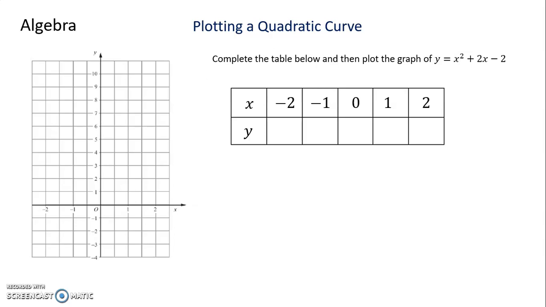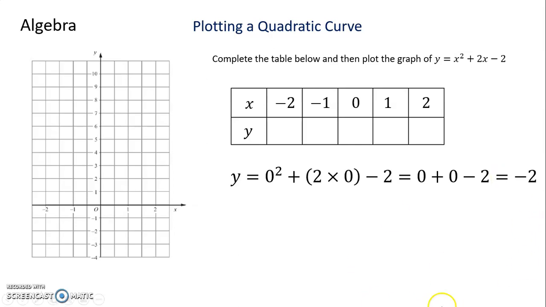Okay, more difficult again. So we're going to plot y equals x squared add 2x subtract 2. And I'm going to start with the positives again. So y equals 0 squared add 2 times 0 subtract 2. Now I strongly advise you to not try and work this all out in your head and to actually show the working like I'm doing. You can get away with it when it's just y equals x squared or y equals x squared plus 1, but you can't get away with it when you're dealing with a complicated graph like this. So 0 squared is 0, 2 times 0 is 0, and then I'm subtracting 2. So my answer here for this one is going to be negative 2.